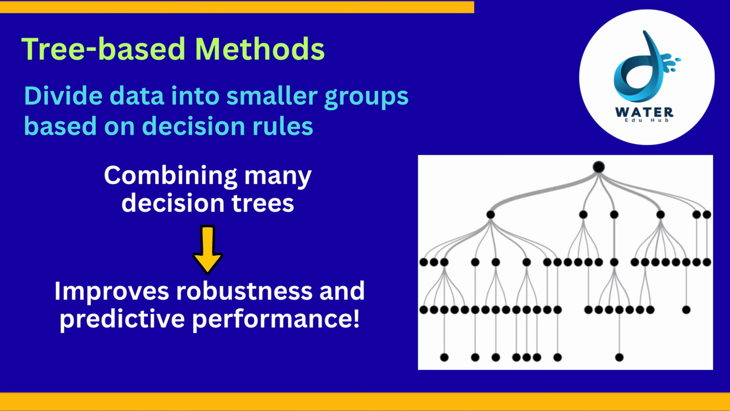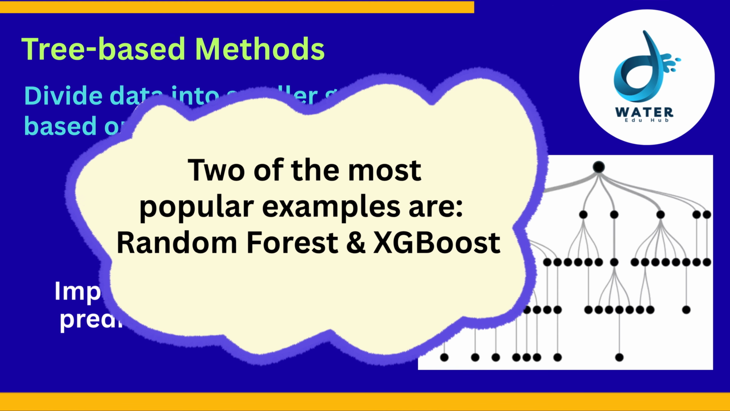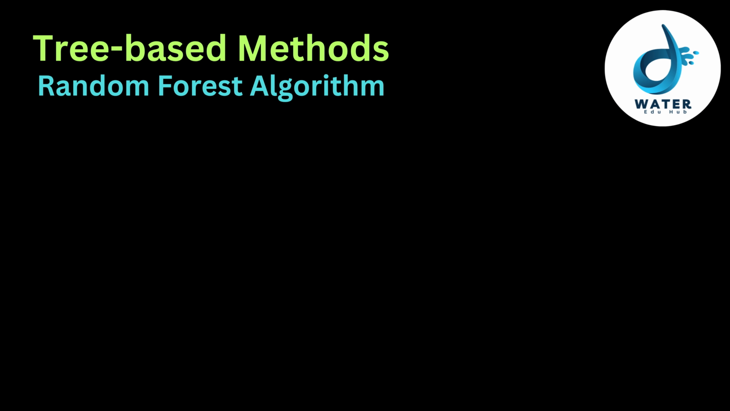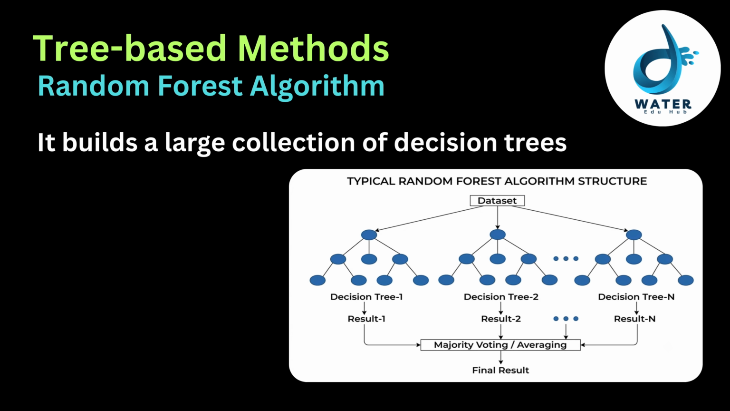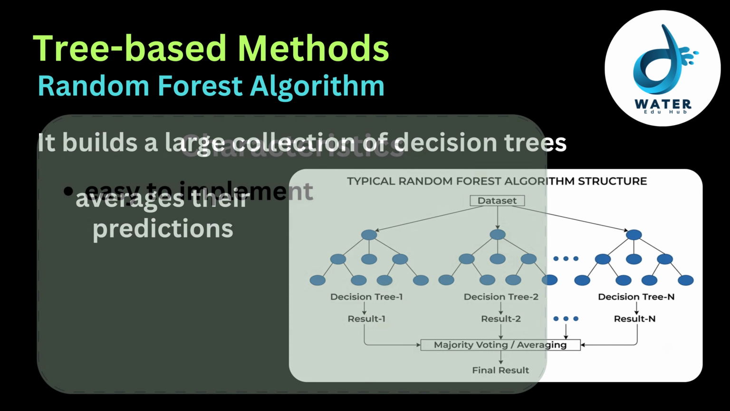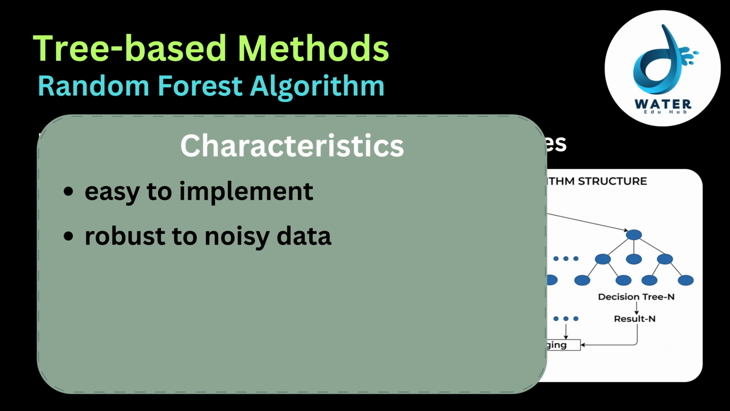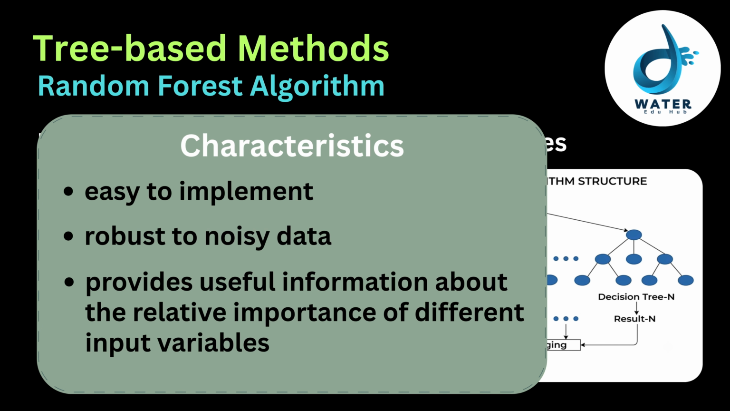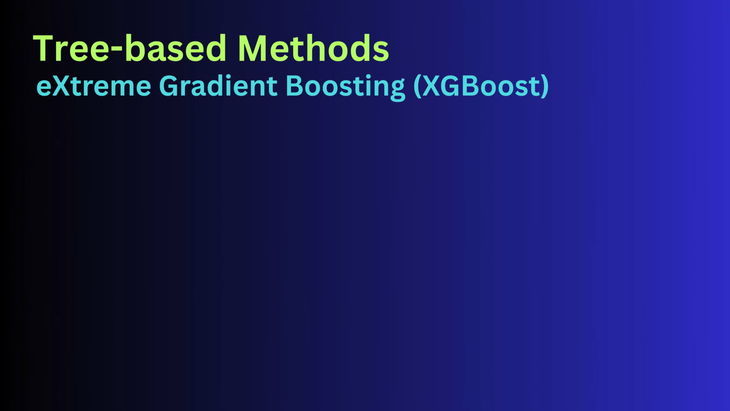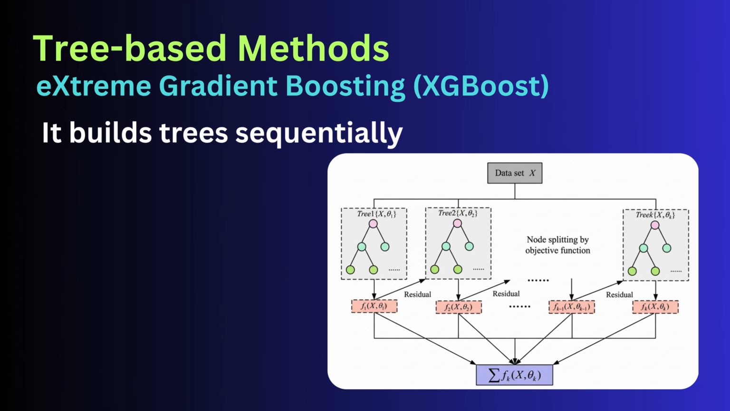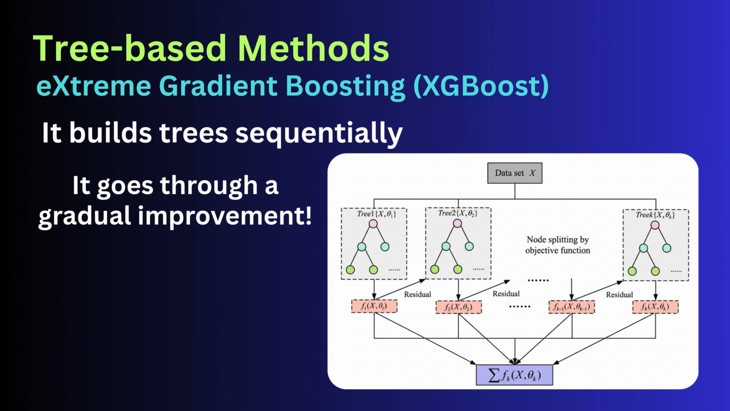Two of the most popular examples are Random Forest and XGBoost. Random Forest builds a large collection of decision trees and averages their predictions. It is relatively easy to implement, robust to noisy data, and provides useful information about the relative importance of different input variables. XGBoost, on the other hand, takes a different approach by building trees sequentially, with each tree attempting to correct errors made by previous trees.